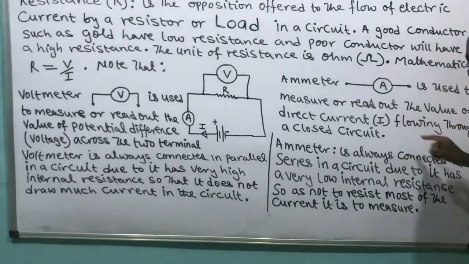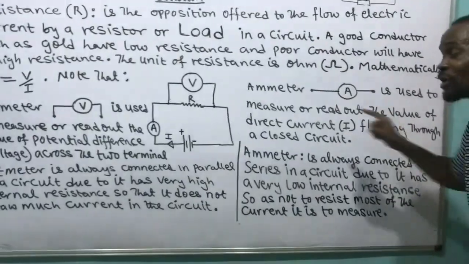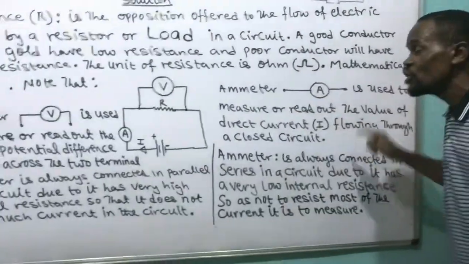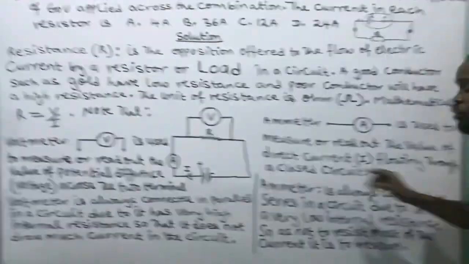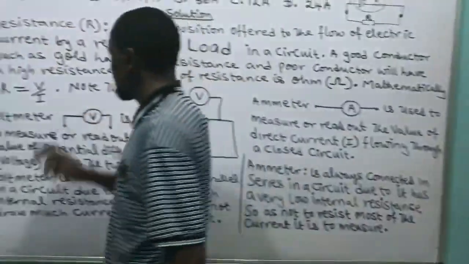Note it. Ammeter is always connected in what? In series, because it has a low what? Low internal resistance. So it has nothing to offer to the flow of current. Rather, it reads it out for us to see the value. Then you come back here.